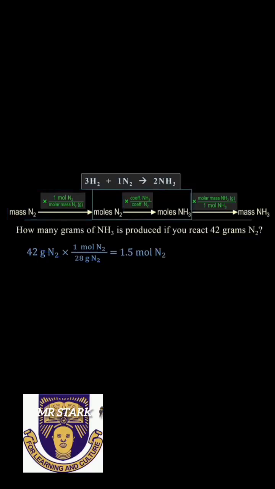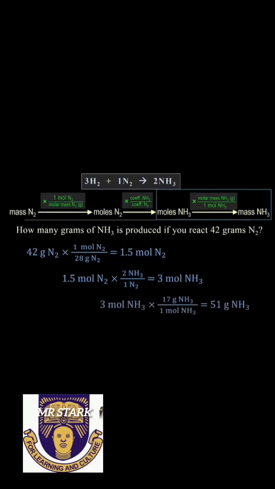The next step is converting moles of N2 to moles of NH3. So here's the central part of any stoichiometric calculation, converting moles of one substance to moles of another substance using the coefficient ratio. The last step converts moles of ammonia to mass of ammonia using the molar mass of ammonia. So 51 grams of NH3 will be produced from the complete reaction of 42 grams of N2.